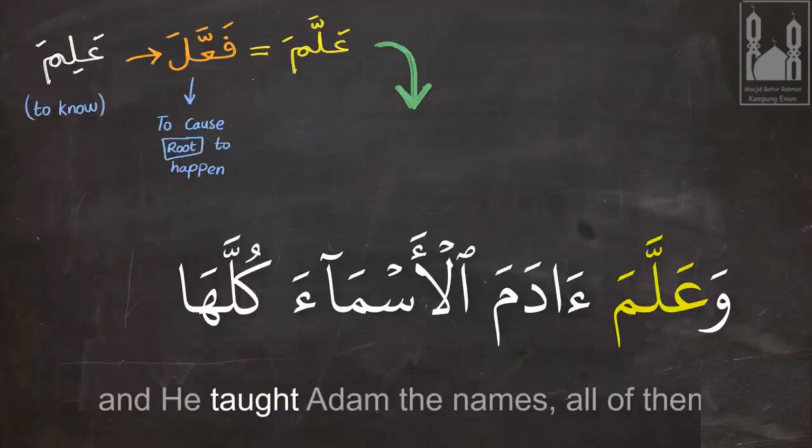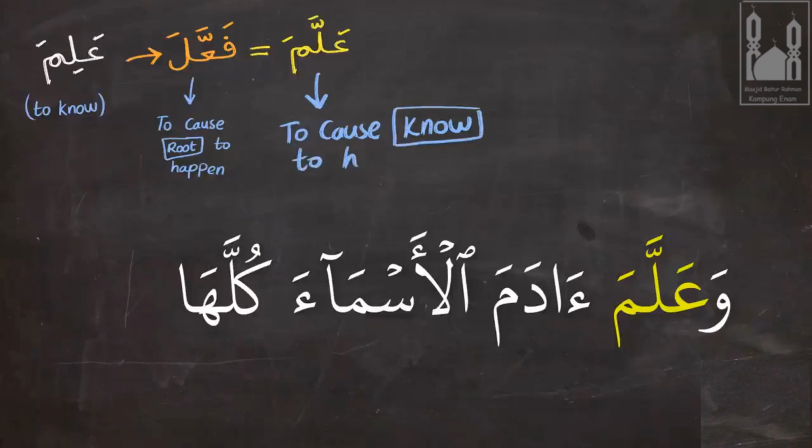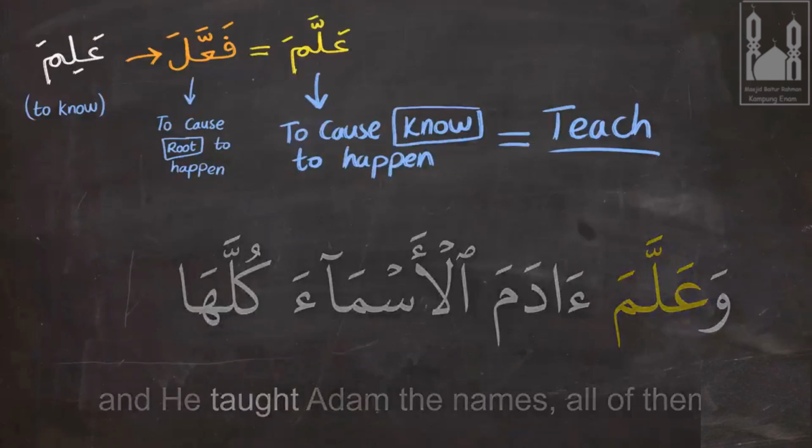So as you can see, allama is derived from alima, but because we've applied a certain measure to it, which is fa'ala, which is to double the ayn of the verb, or the second letter of the verb, it turned it from to know into to cause the root, which is to know, to cause it to happen, which is in other words, to teach. So here we understood this sentence in this way because we knew that allama means to teach.